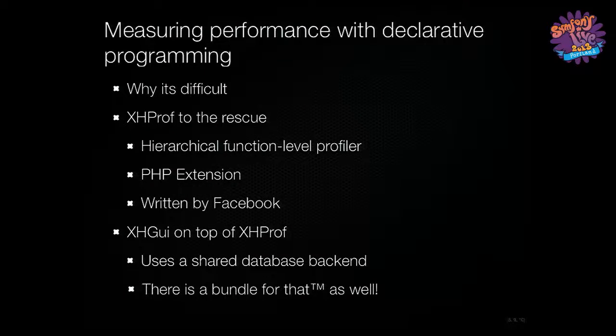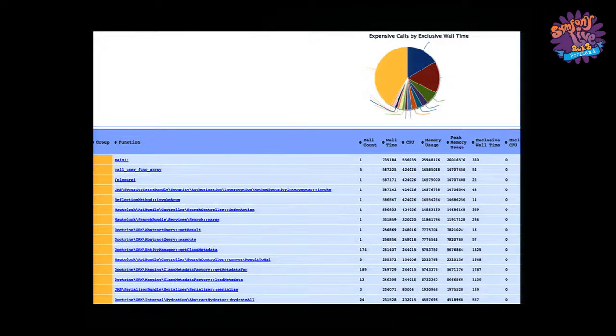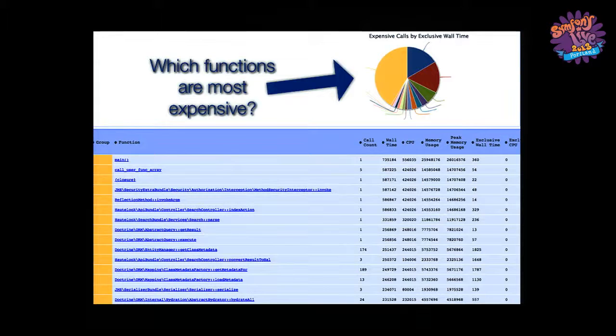So what does it look like? XHGUI gives you this interface, and basically you have this piece where it shows your worst offenders. This is for one specific request. That oftentimes gives you a pretty good idea of where to look. And you can click on them and it'll show you what it is.